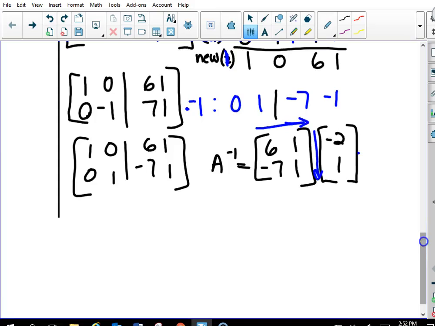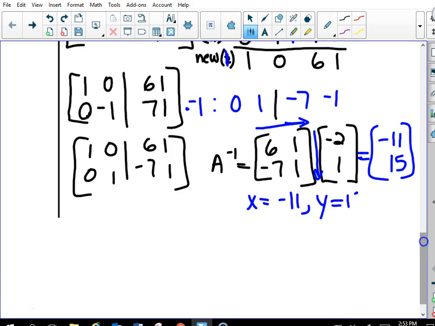So the result of my multiplication is going to be 6 times negative 2, negative 12, plus 1 times 1, which is negative 11. That's fine. And then my second solution is going to be negative 7 times negative 2. That's a positive 14, plus 1 times 1, which gives me a positive 15. There's my solution. So x equals negative 11, y equals 15.